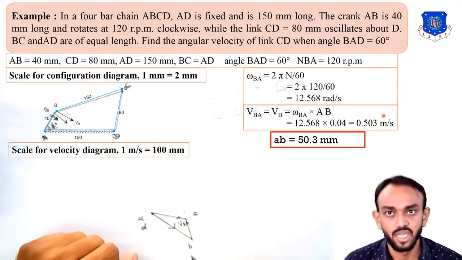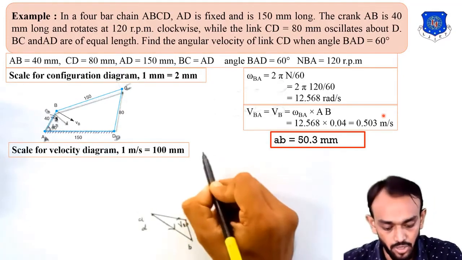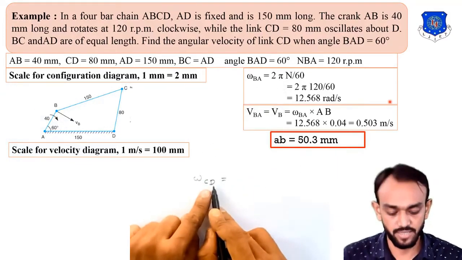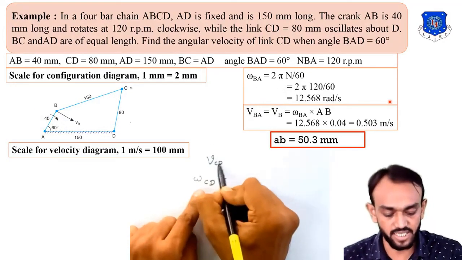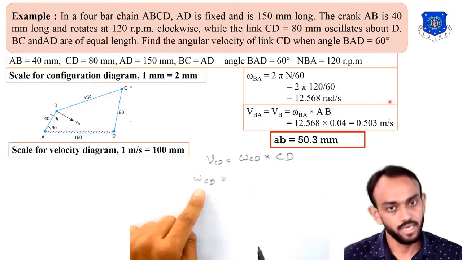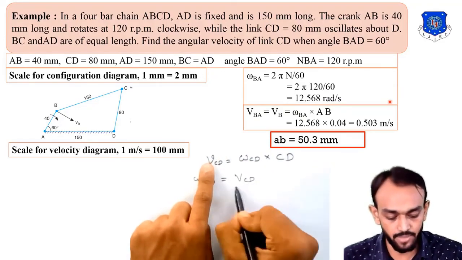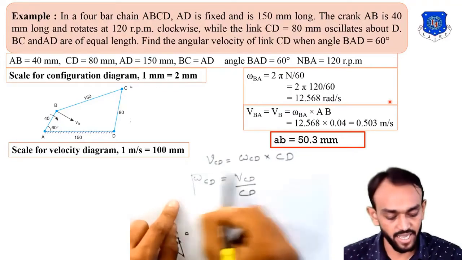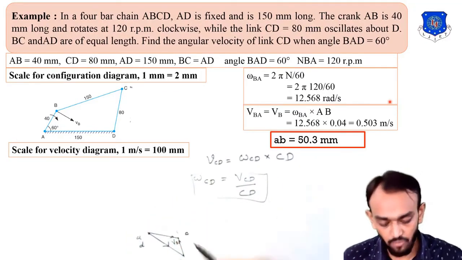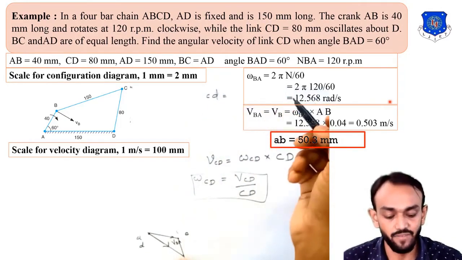Now using this, how will you find the angular velocity of the CD link? First of all, you know the velocity of CD is equal to the angular velocity of CD into the length of CD. Now you can find omega CD using the velocity of CD divided by CD. So for finding the angular velocity of CD, you need the linear velocity. And how can you find the linear velocity of CD?